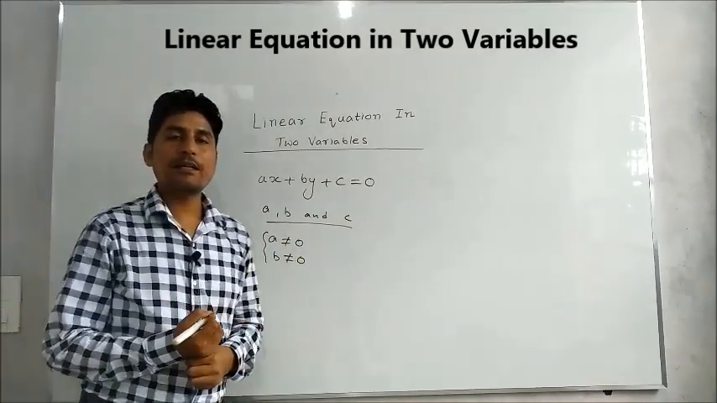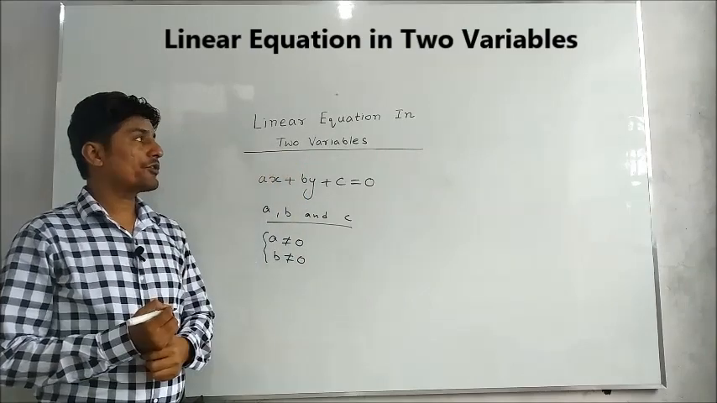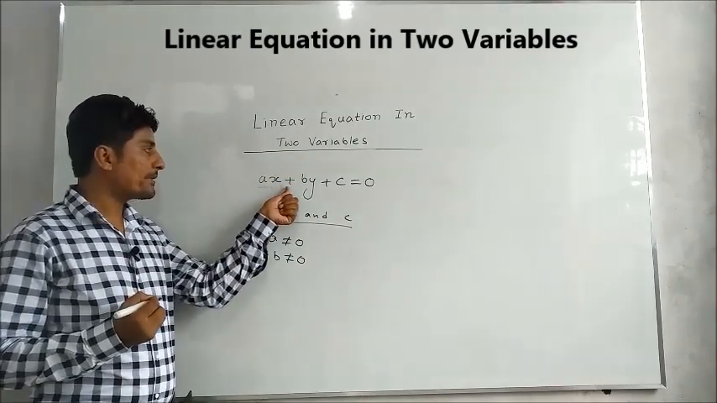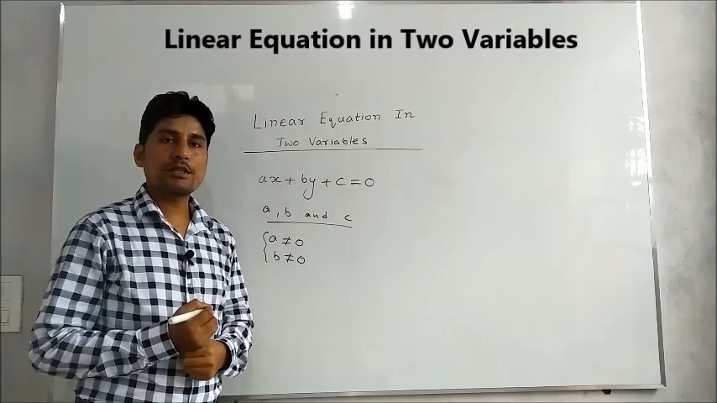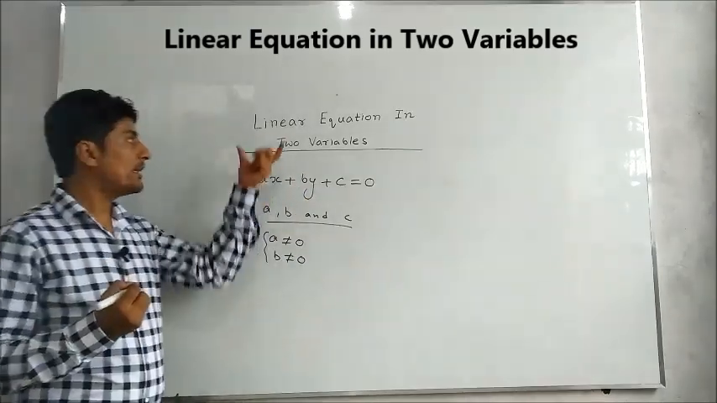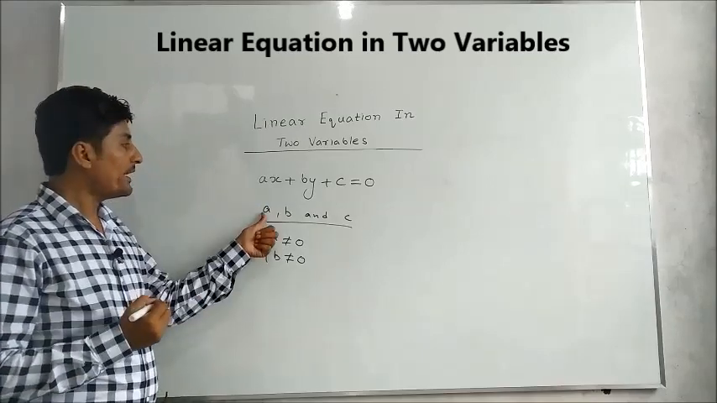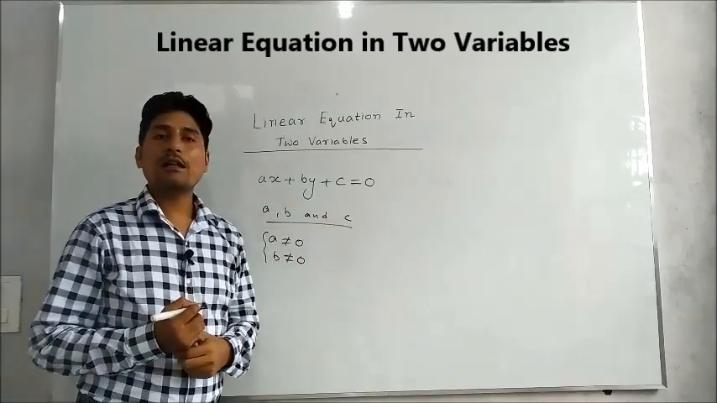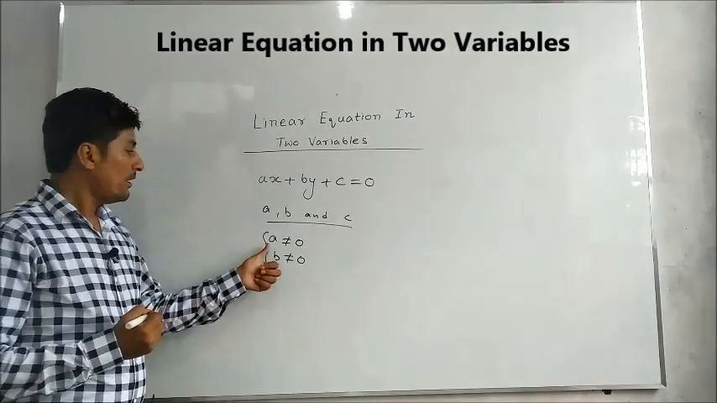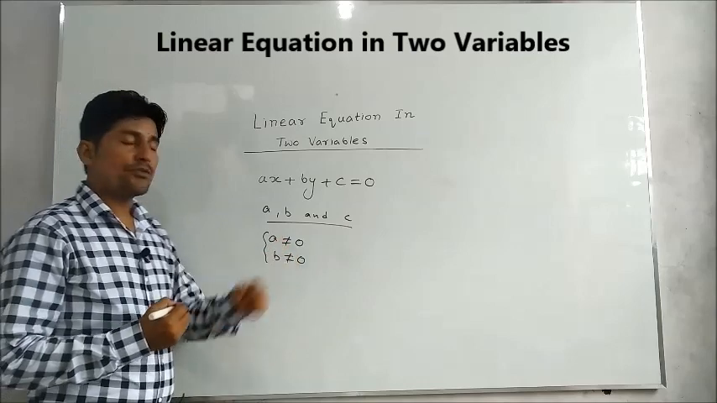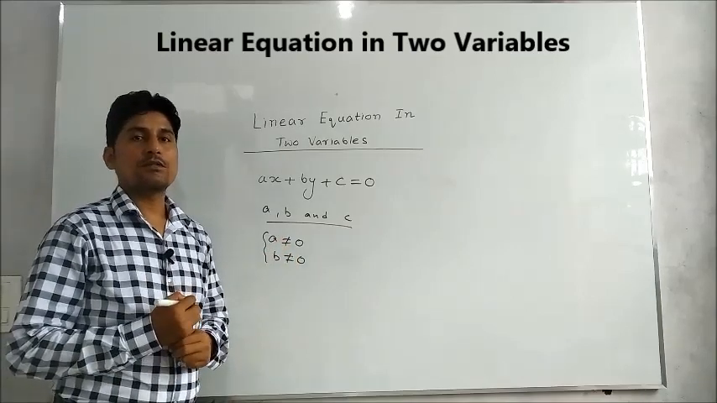Once again I am repeating the definition of linear equation in two variables. The equation which is in the form of ax plus by plus c equals to 0 is termed as linear equation in two variables x and y, where a, b and c are the real numbers, while value of a should not be equal to 0 and value of b should not be equal to 0.